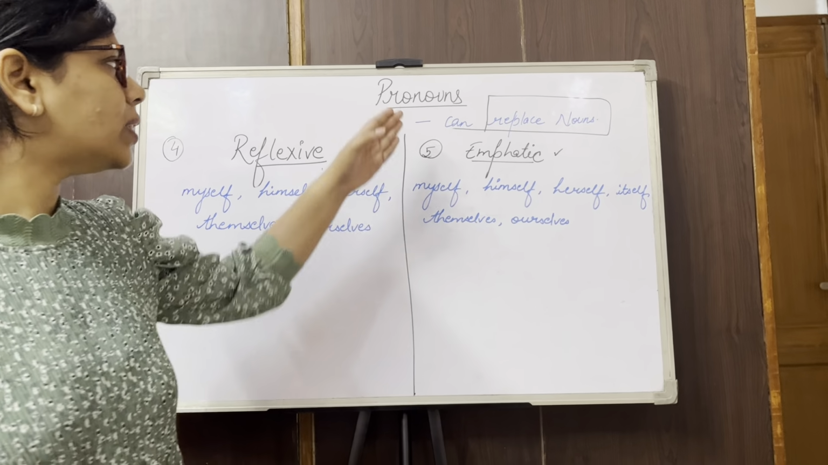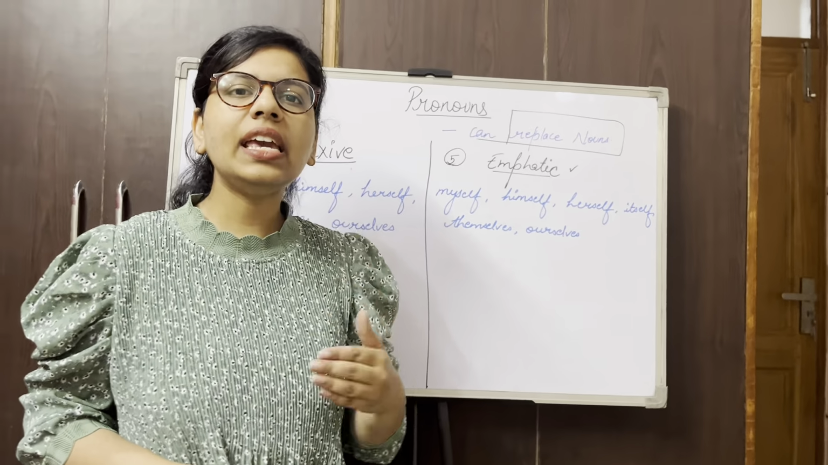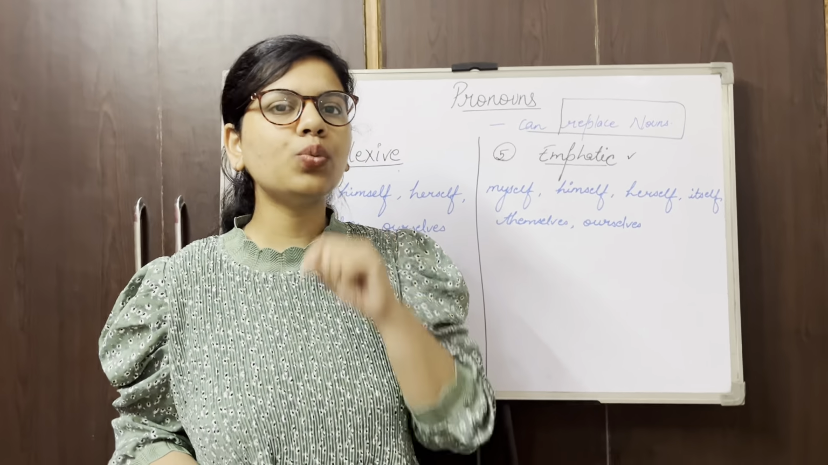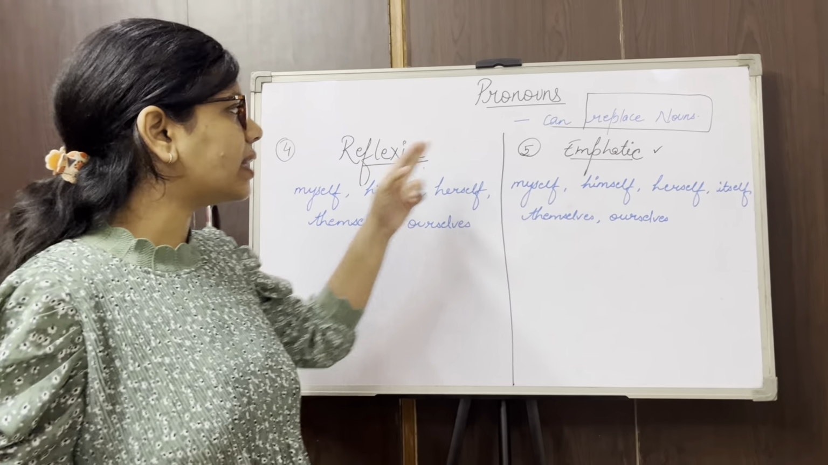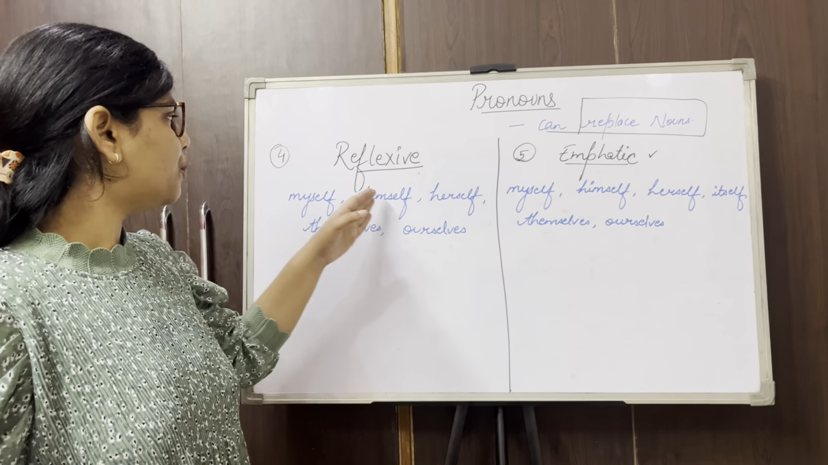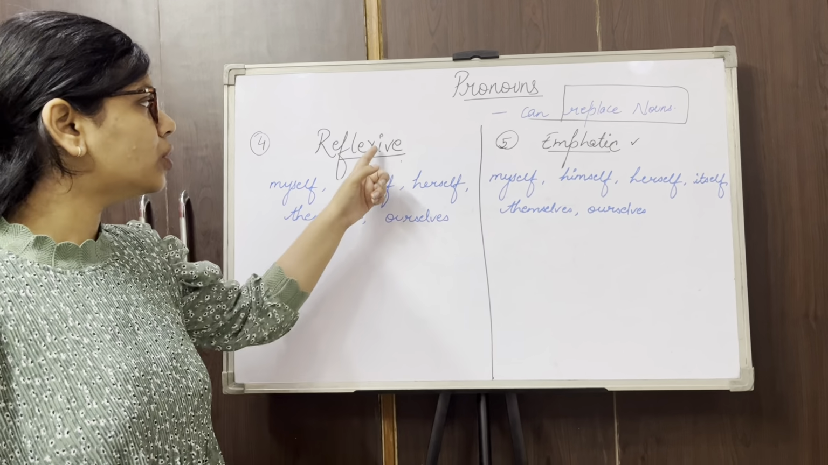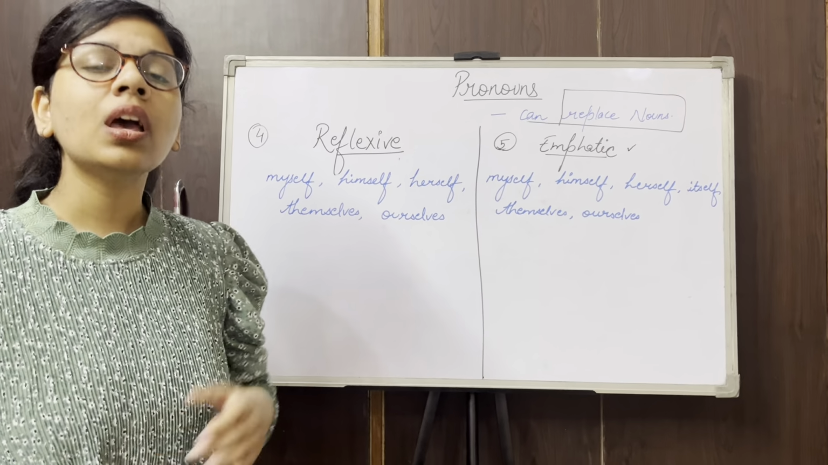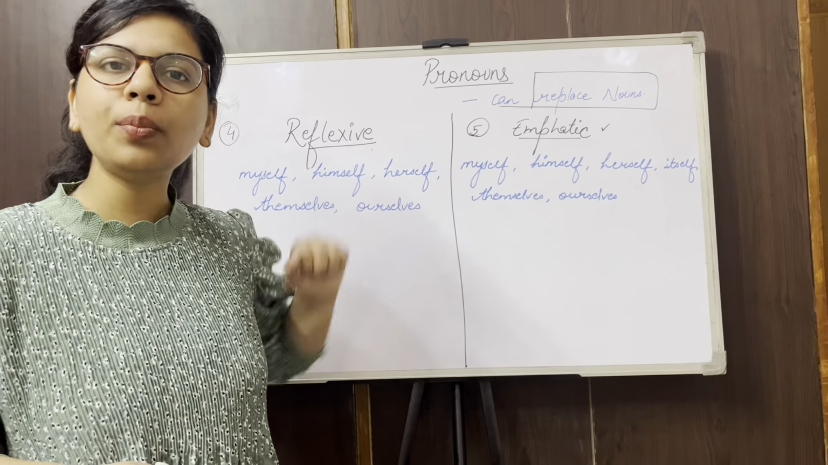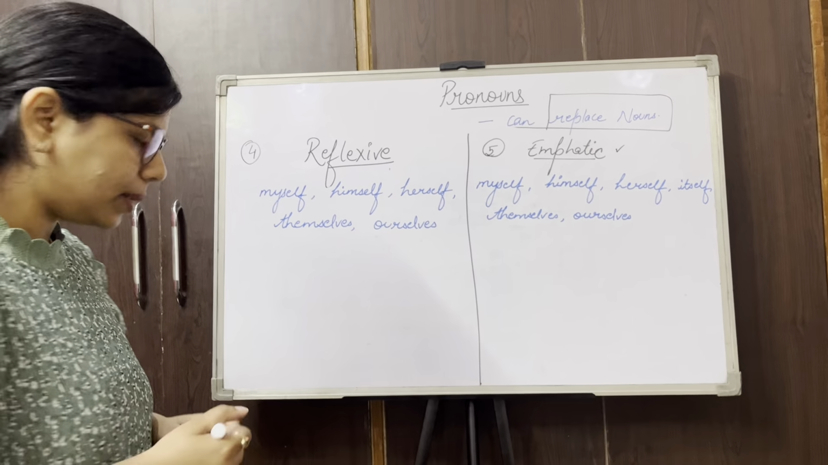So as you all know, pronouns are considered substitutes of nouns. I, he, she, it, they are all types of pronouns. Now in this video we are going to discuss reflexive and emphatic pronouns. As you can see on the board, myself, himself, herself, themselves, ourselves are examples of both reflexive and emphatic pronouns. Now the question arises, when the same words are part of both pronouns, then what is the difference between the two? Let me tell you with an example.